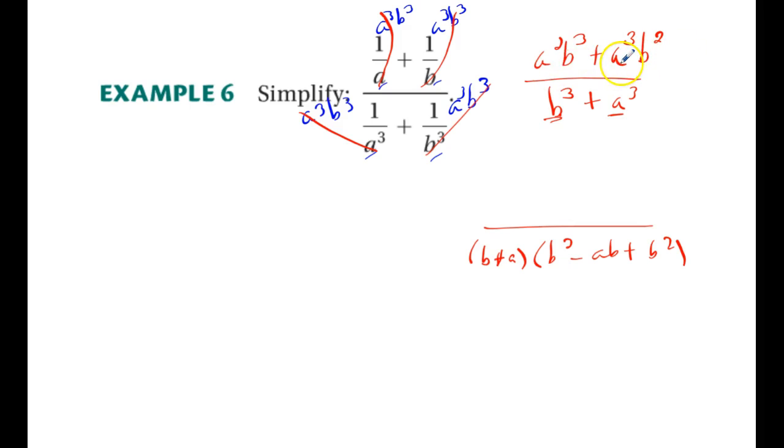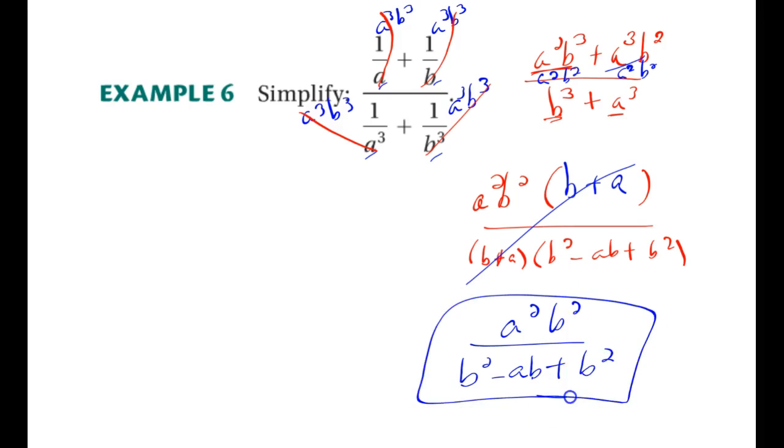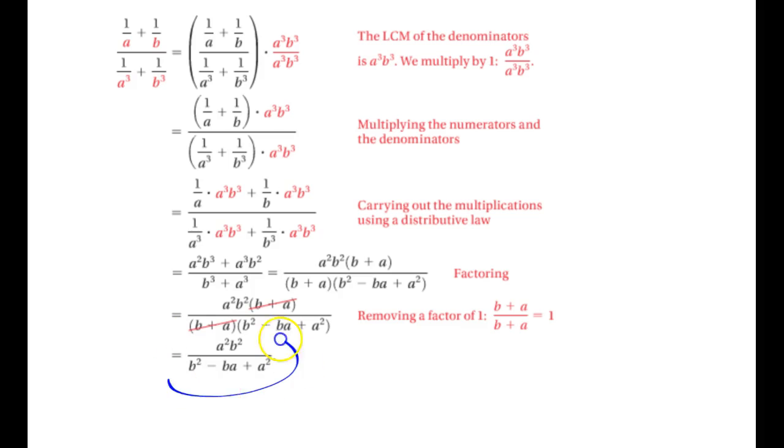Up top, I think I could factor. Let's factor out an a squared and a b squared, leaving you with, if I divide this by a squared b squared, I'm left with a b term, plus if I divide this by a squared b squared, I'm left with just a. That will cancel, and again I'm left with the same solution I had before. So two different methods. I actually prefer this method, but if the other method made more sense to you, you're welcome to look at that same solution.